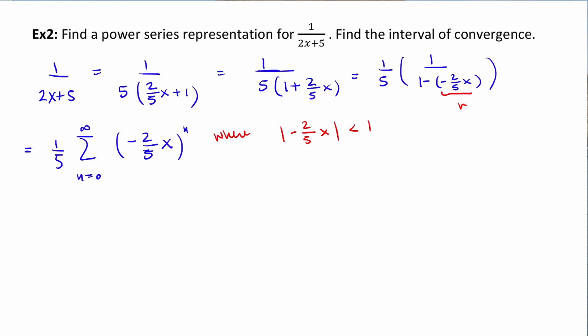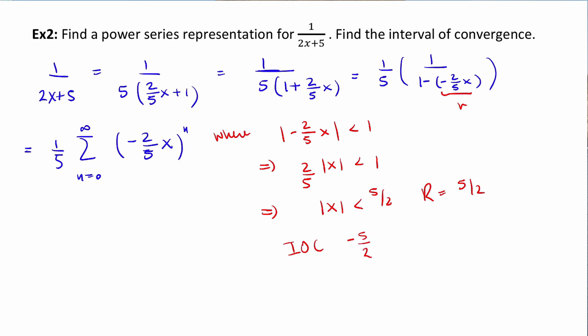Therefore, if I take the absolute value of the negative 2 over 5, I get that this is 2 over 5 absolute value of x less than 1. Well, that tells me that the absolute value of x is less than 5 over 2, okay? Therefore, this gives me that my radius of convergence is equal to 5 over 2. And I also know that the interval of convergence, IOC, is negative 5 over 2 less than x less than 5 over 2.